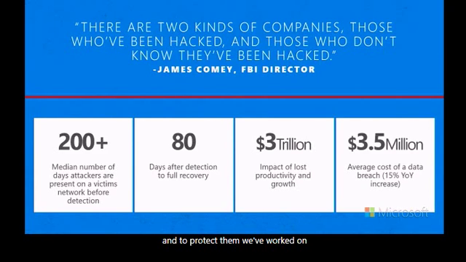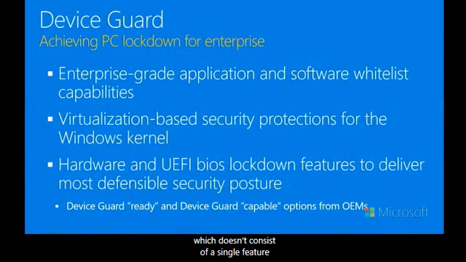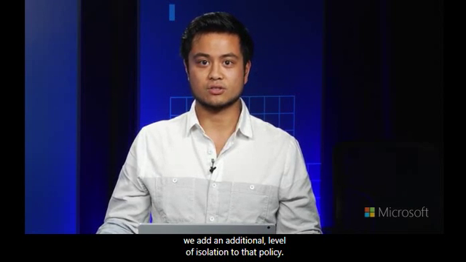And to protect them, we've worked on the solution called Device Guard, which doesn't consist of a single feature, but rather is separated into three features. The first of which is configurable code integrity, a way for enterprises to talk about what code is allowed to run versus not run on their devices. And then the second and third parts have to do with virtualization, and they employ virtualization-based technology to secure the code integrity policies. So, for example, hypervisor protected code integrity is one example where the code integrity policy is no longer living in the operating system, so that we add an additional level of isolation to that policy.